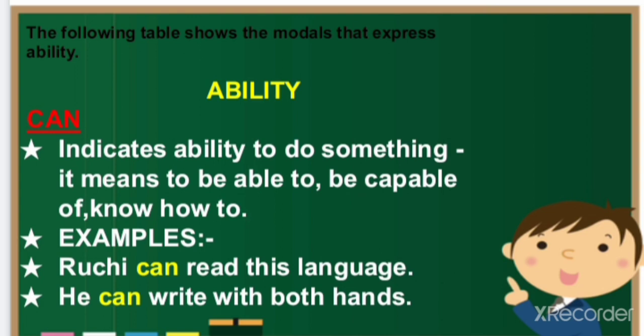Now, the following table shows the modals that express ability. First, can. It indicates ability to do something. It means to be able to, be capable of, know how to. Examples: Ruchi can read this language. He can write with both hands.